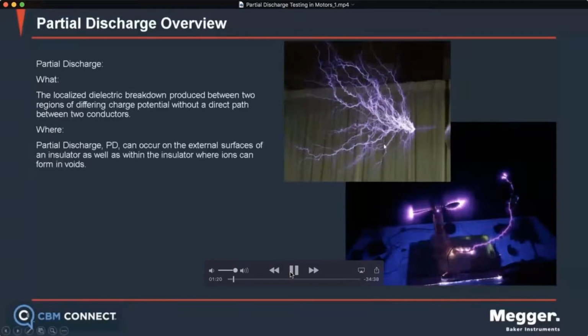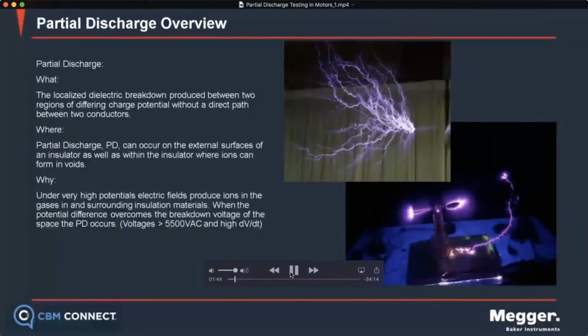As you can see in these beautiful pictures here, these discharges produce plasma, they ionize the air, produce volatile gases, not necessarily volatile, but corrosive gases, which can act to deteriorate our insulation systems, which certainly isn't desirable. Plus the heat that's generated locally as well isn't going to be good for our insulation systems. So again, under very high potential, these electric fields produce ions in the gases and in the surrounding insulation materials. And when these potential differences are overcome, the breakdown occurs and that partial discharge happens.